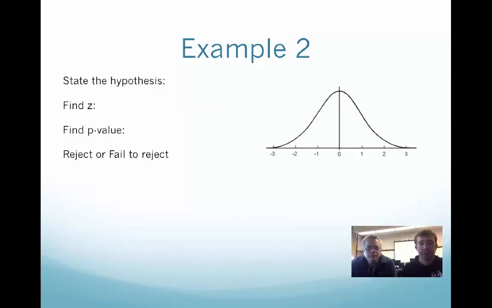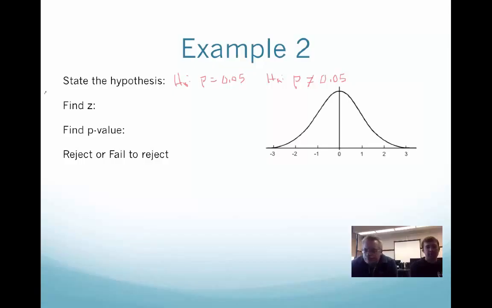So here's our little thing again. The null hypothesis is P equals 0.05. And the alternative, and again, this is based on the wording of the problem, is simply that P is not equal to 0.05. This is going to be a two-tailed test, because we're not favoring either direction. Okay, find Z.